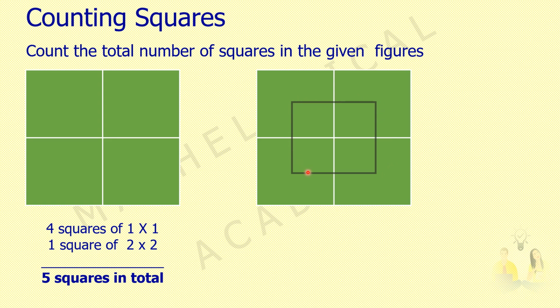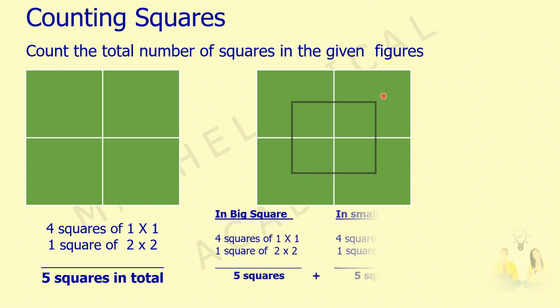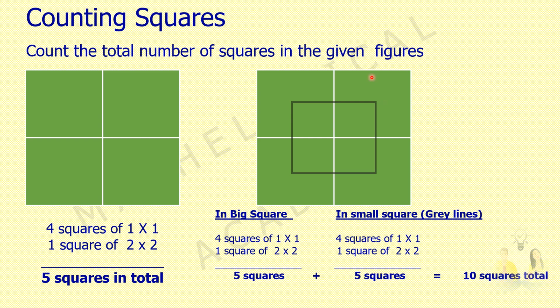So this square is very similar to this square in the sense that this has 4 divisions, 4 squares of 1 by 1 and one big square of 2 by 2. So in total we'll have 5 squares for this green square and 5 squares for the square with gray outline. In total 10 squares.